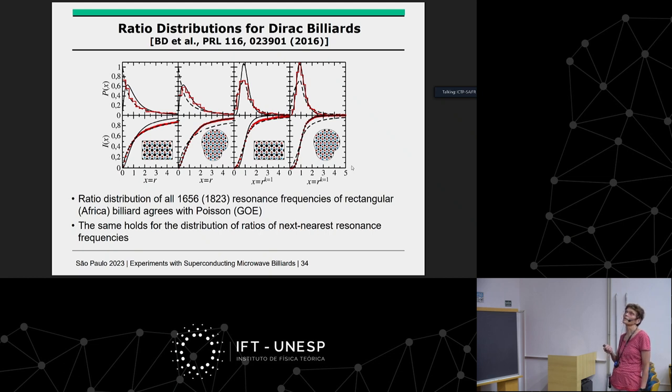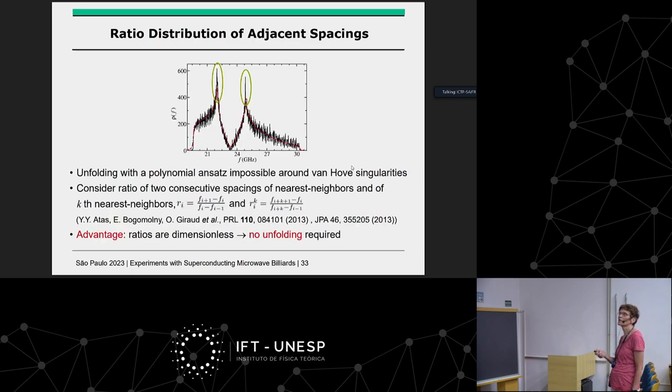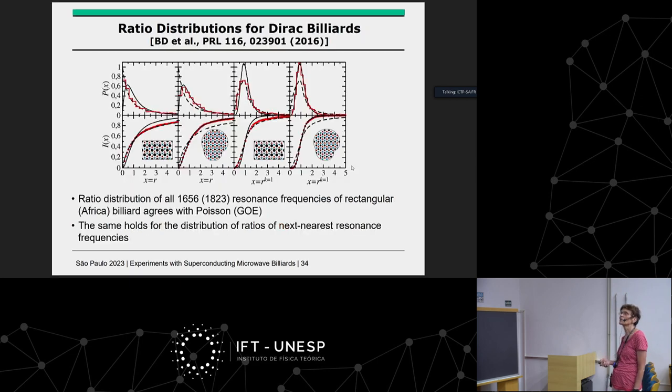This is for a rectangular billiard. There you get agreement with Poisson. And for the Africa-shaped billiard, you get agreement with the GOE. So this is the ratio distribution, the k equal to 1 ratio distribution, which you obtain by choosing k equal to 1 in these ratios. These are also dimensionless quantities. Here I just use the eigenfrequencies which we obtain from the experiments without any unfolding. And there you can see that for the Africa shape, it's not GUE as expected, but GOE.